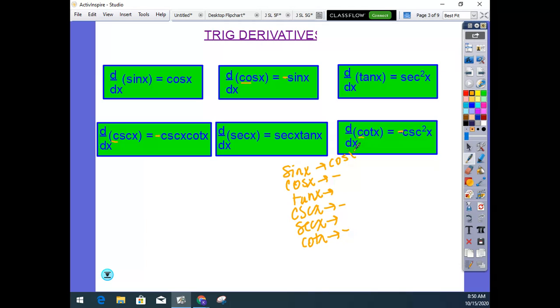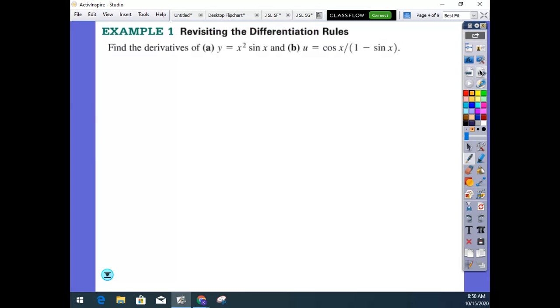Sine is cosine, cosine is negative sine. Those are the easiest 2. Now, tangent is secant squared, cotangent is negative cosecant squared. The last 2 start with themselves. Some classes used to say cosecant is negative cosecant cotangent, and secant is secant tangent. So this is just about practicing your trig derivatives.